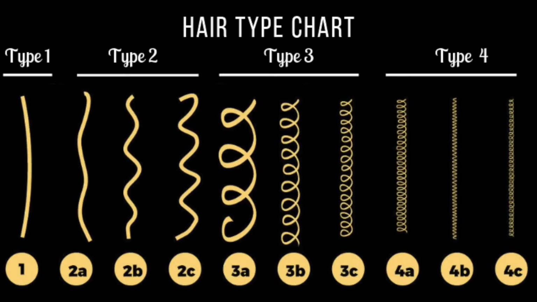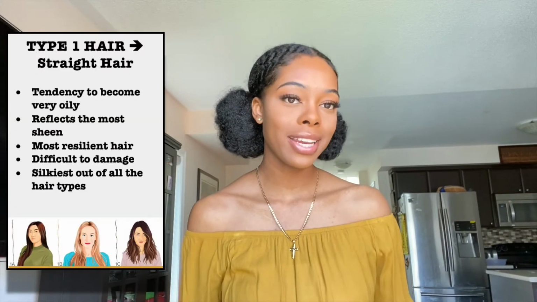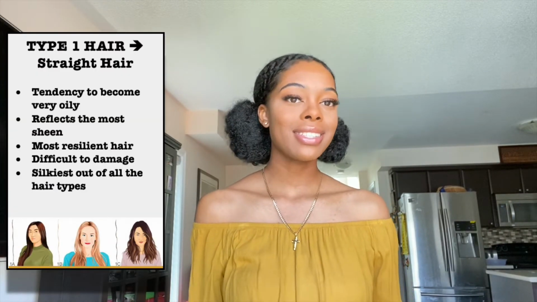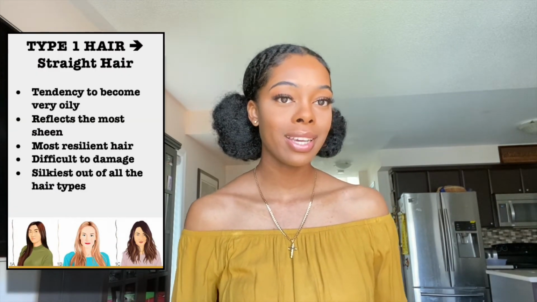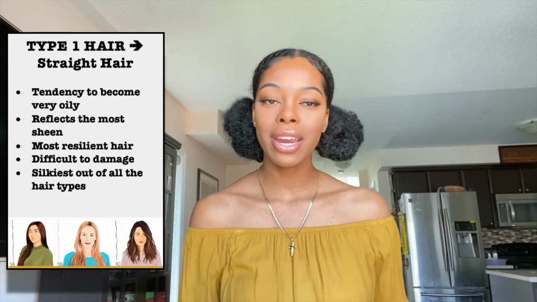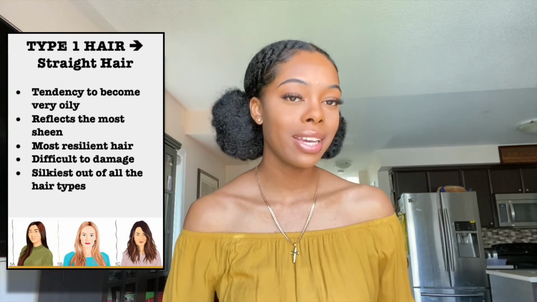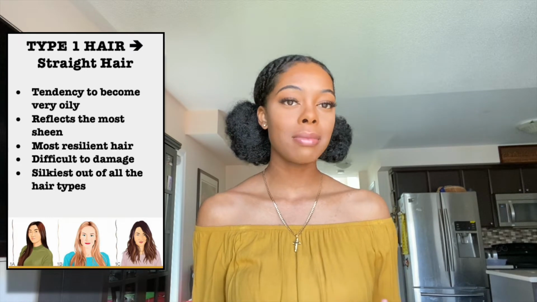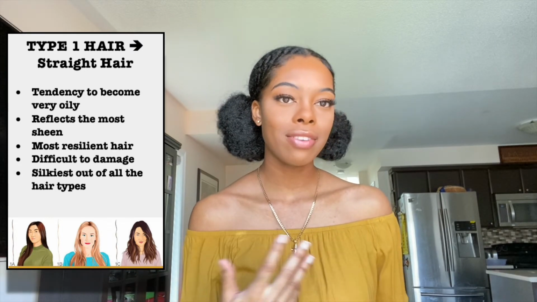There are 4 different hair types: type 1, type 2, type 3, and type 4. These hair types basically determine your curl pattern. Type 1 hair is straight hair. So straight hair has a tendency to become very oily. It does have the most sheen out of all the hair types. It is the most resilient hair. It's difficult to become damaged, and it's the silkiest out of all the hair types.